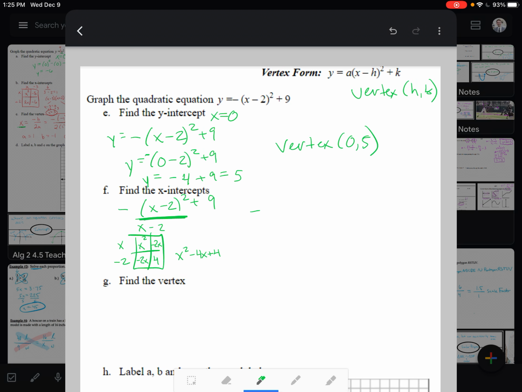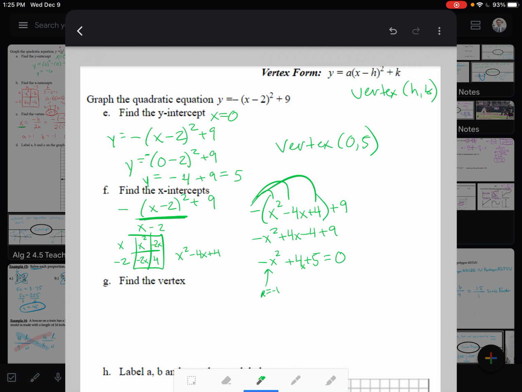So we can go and plug this back in. So minus x squared minus 4x plus 4 plus 9. Distribute the negative in. Minus x squared plus 4x minus 4 plus 9, or minus x squared plus 4x plus 5. And then finding our x-intercepts, we can set this equal to 0. So now it's your job to keep going, and you can either use a quadratic formula or a box. Just be careful that a is -1 to go through. And again, identify the vertex, and then you can go through and solve.